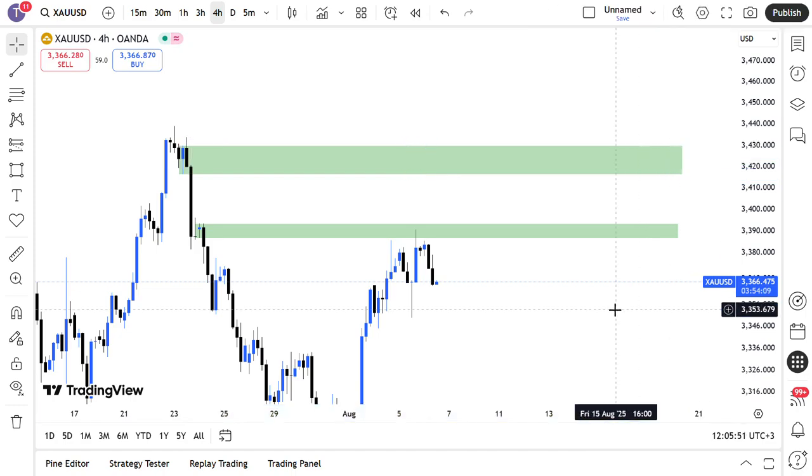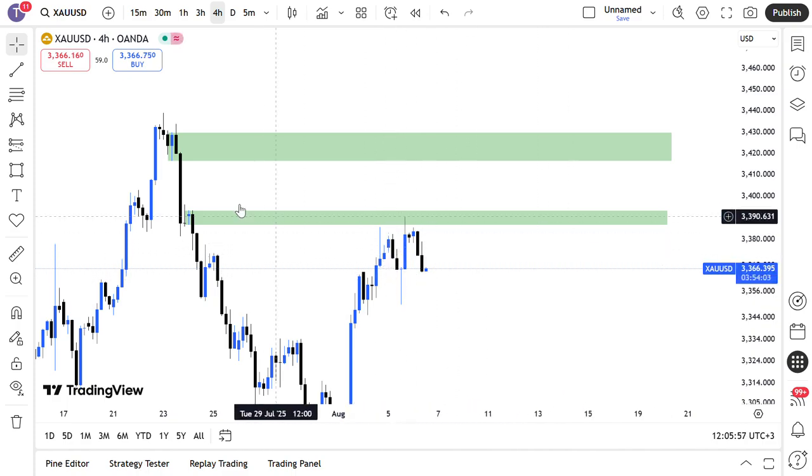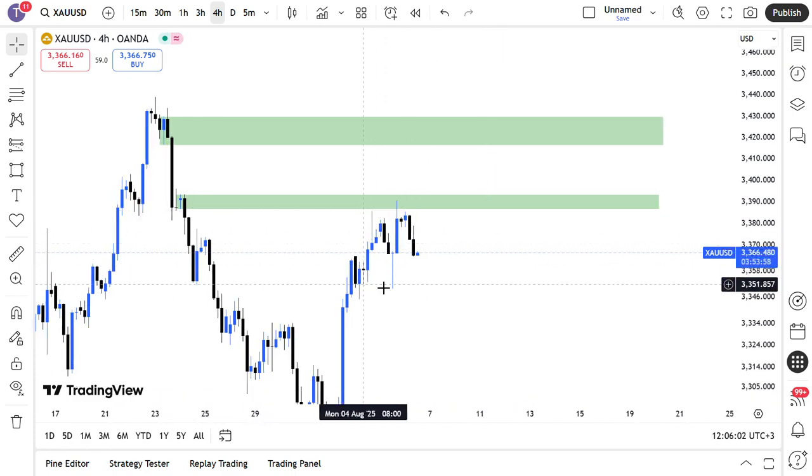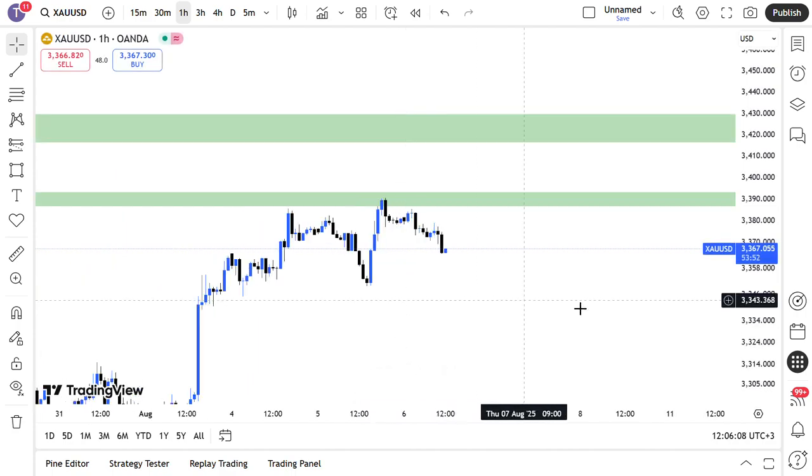So we want to see the reactions from these zones. Remember, the price has already tapped into the daily order block. So we want to see what is happening in this area. We will drop down to the 1 hour time frame so that we can see what is happening.